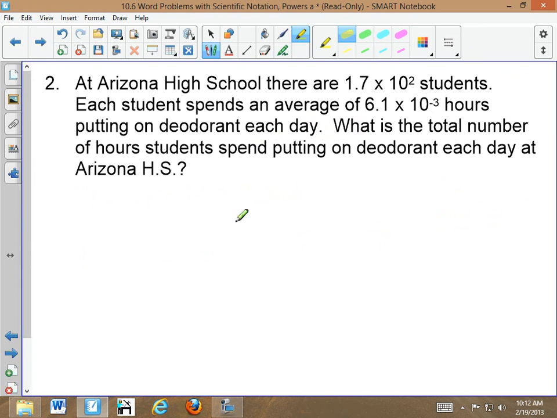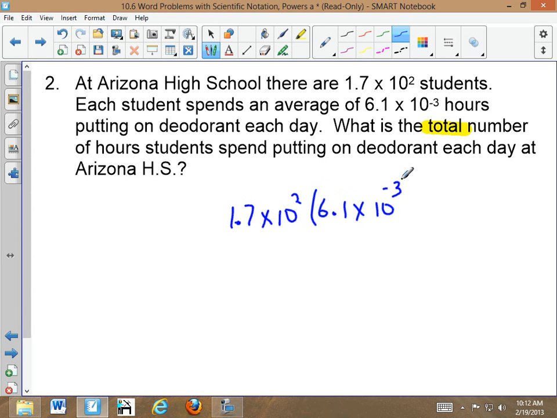Okay, let's look here. What do we have here? Total. What does total mean? Multiply. So now order doesn't matter, but I still, just because I like to, do first times second. Okay? You know how to multiply those. Multiply the first things, and then you're going to add the exponents. I know. Here you're going to subtract.